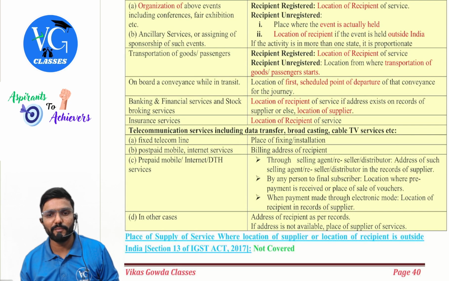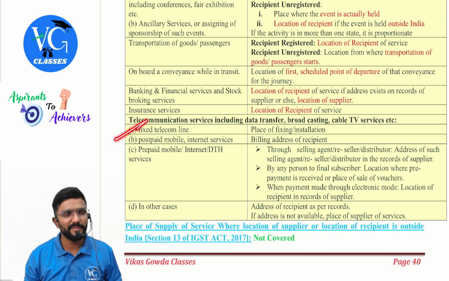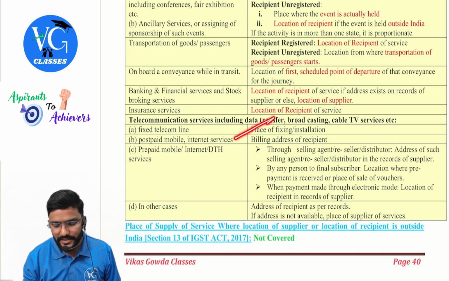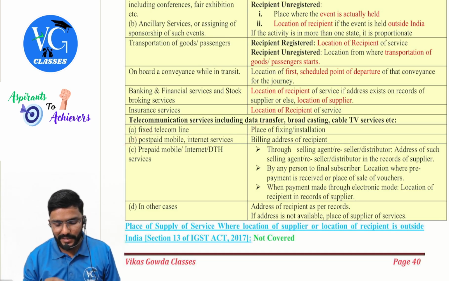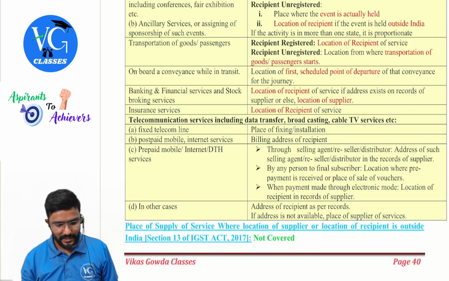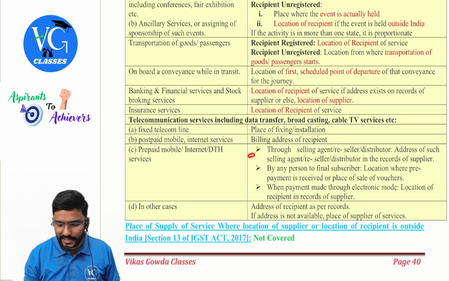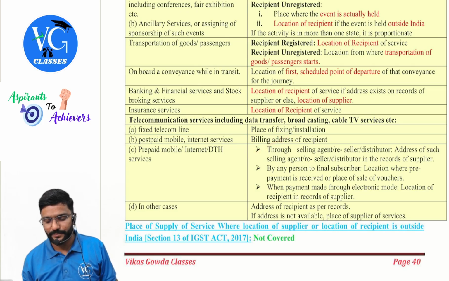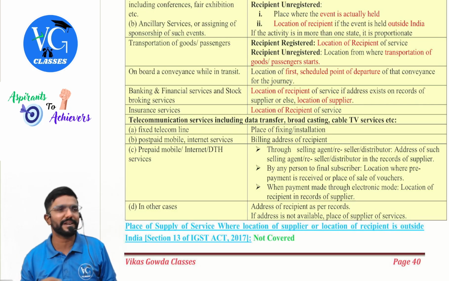Next, telecommunication. We have multiple cases there. Telecommunication services: fixed telecom line, that is landline, guys. The place of fixing or installation is the place of supply. Next, postpaid mobile or internet service: billing address. Next, prepaid mobile, internet or DTH services through a selling agent, reseller or distributor: address of such selling agent, reseller or distributor in the records of the supplier.